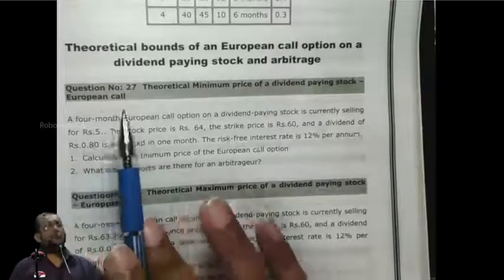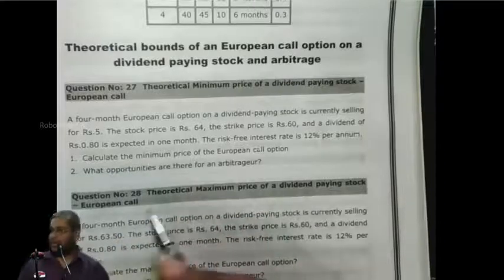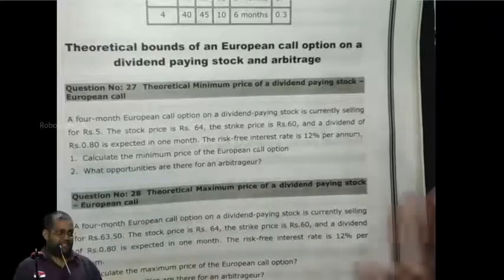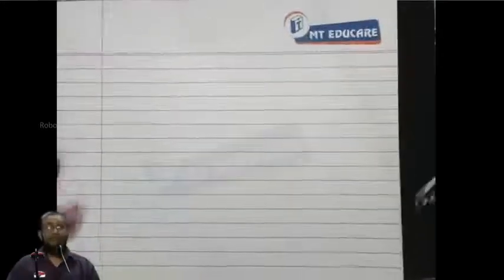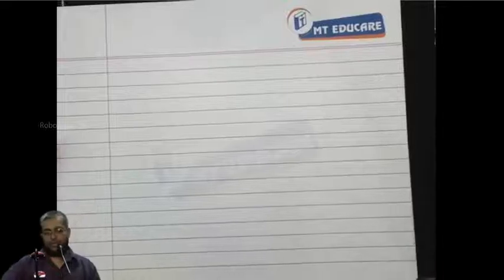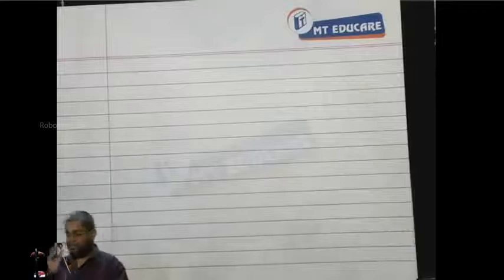What is the 5 rupees? Option premium, the actual price in the market. That is only to check whether it is right or wrong, so leave the 5 for now. Facts are given. Now, step 1. All of you participate and do. What is step 1? Minimum value of call option.